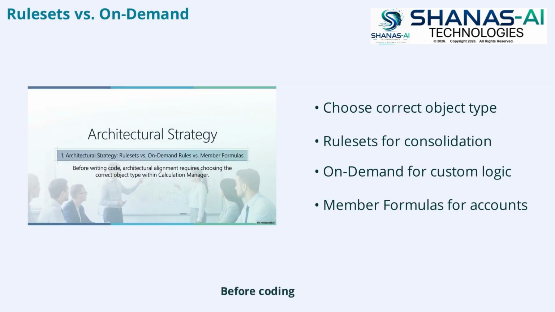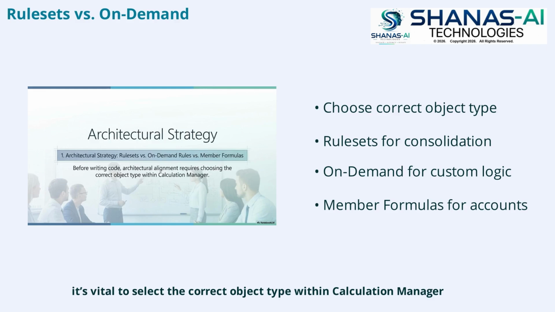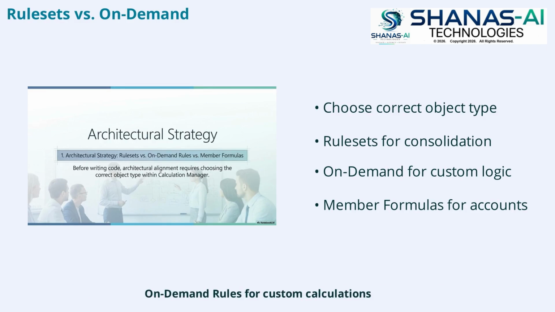For coding, it's vital to select the correct object type within Calculation Manager. The main options are rule sets, on-demand rules, and member formulas. Each serves a distinct purpose. Rule sets are used for consolidation logic, on-demand rules for custom calculations, and member formulas for dynamic account calculations. Choosing the right type ensures your business logic is applied efficiently and only where needed. Next, we'll break down when to use each type and the implications for system performance.